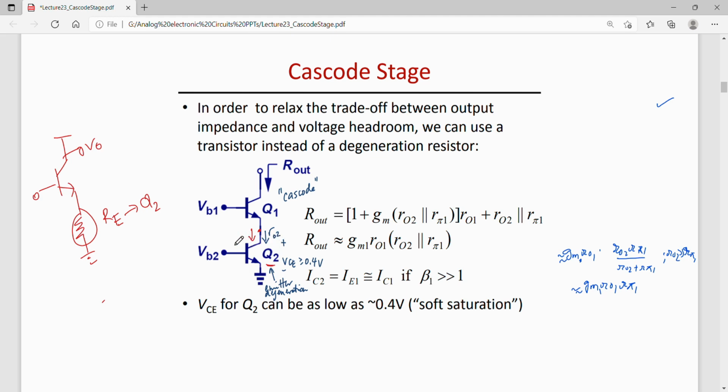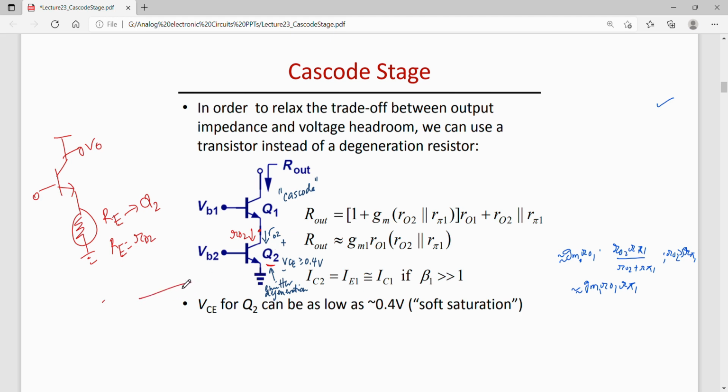Let us say that is RO2. So RE is now equal to RO2. And this stage is called a cascode. That is, common emitter with emitter degeneration, where the emitter degeneration resistor is replaced by Q2. So this is called a cascode.